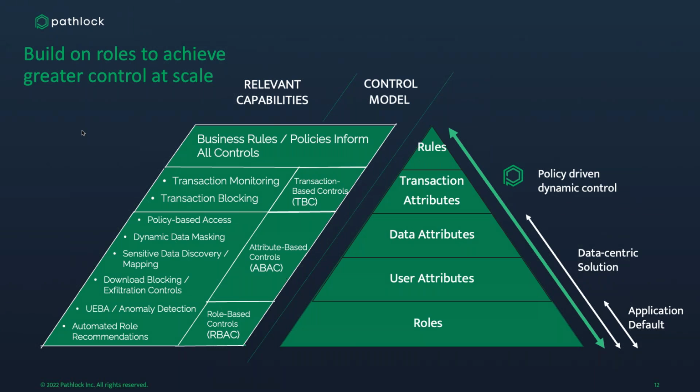What we're going to be able to do through the PathLock solution is really bring in those additional layers: the user attributes, the data attributes, the transaction attributes, and then the rules. We take in all of this additional information, what we're going to call a little bit of attribute-based access controls, or ABAC from that terminology, or even transactional-based controls. We're going to bring all of those in, and we're going to decide in real time whether or not somebody should or shouldn't have access to that data.